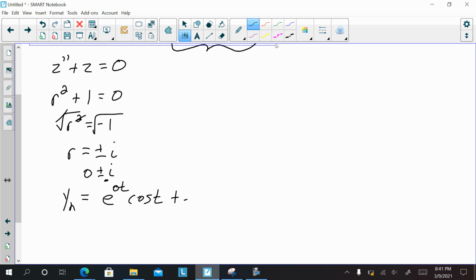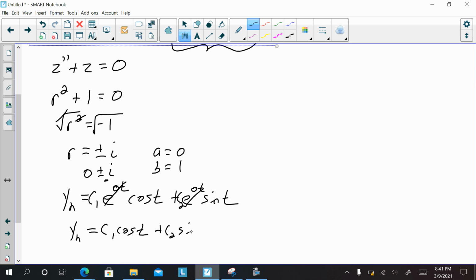and then e to the at sine bt. So a is the real coefficient, b is the imaginary coefficient, and we have a c1 here, a c2 there. Well, since e to the 0 is just 1, that makes our homogeneous solution c1 cosine t plus c2 sine t. That's our homogeneous solution.